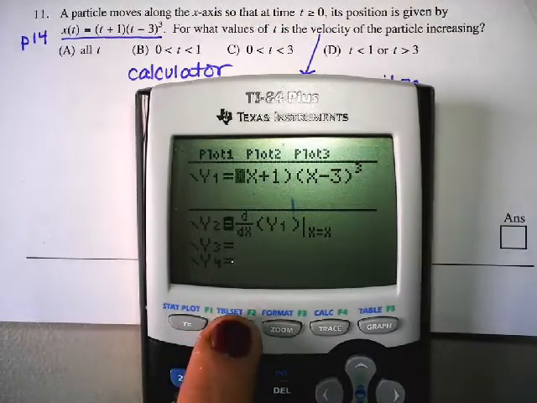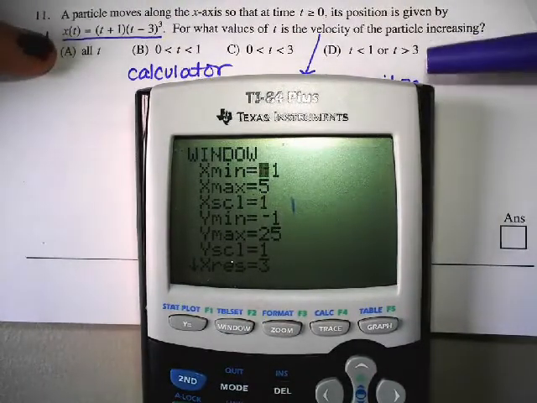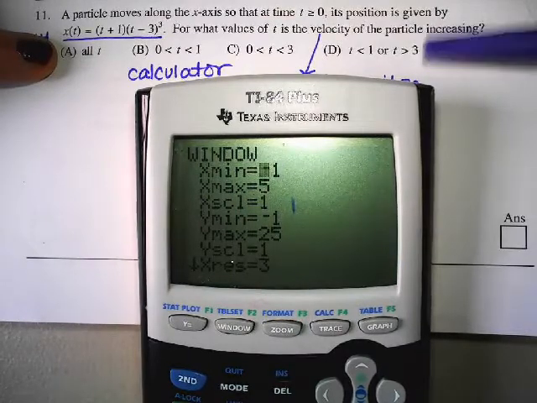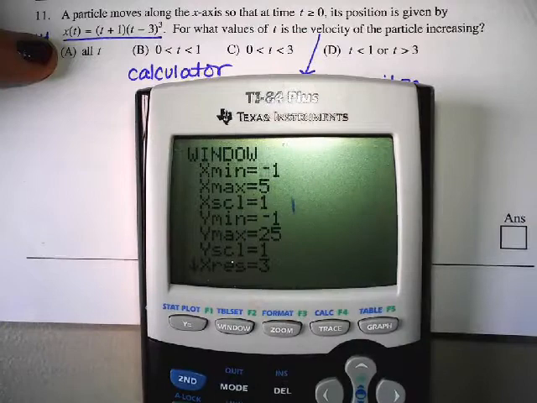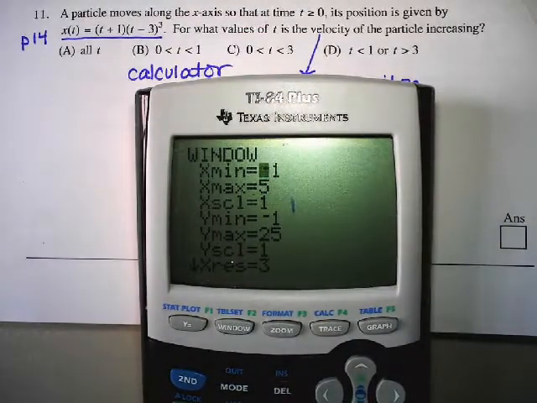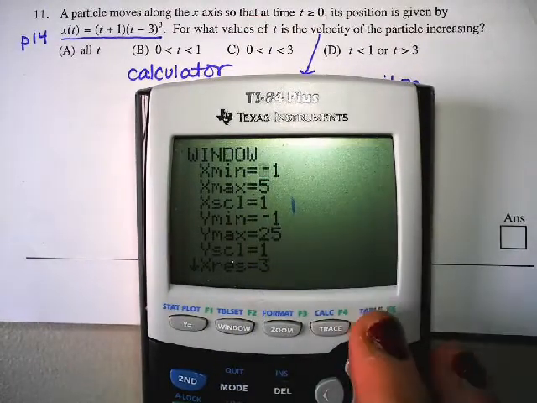I also want to show you the window that I'm working with. I set my X window on purpose before I began because if I look at all my choices for t, which is like my x-axis, they go from 0 up to 3. So I just made mine -1 to 5 so I can see that. My y's I played around with a little bit. I've got mine -1 to 25. My x-res, remember whenever you're graphing a derivative, you want that x-res to be high.